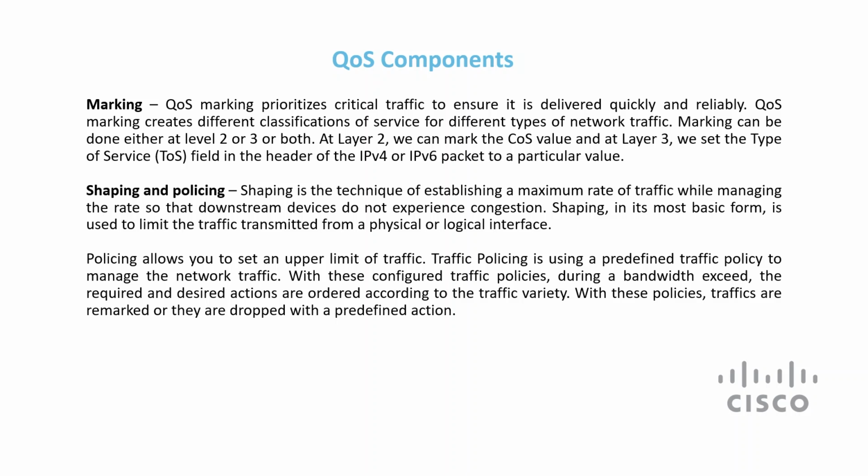Shaping controls the maximum rate of data to prevent congestion. It limits the data sent from an interface. Policing sets an upper limit for data. It helps manage network traffic based on predefined rules. If there's too much data, it can be remarked or dropped.